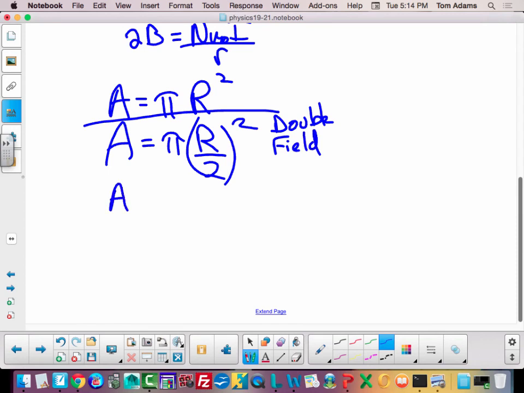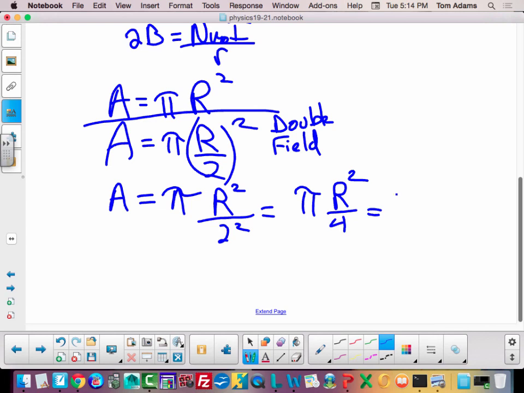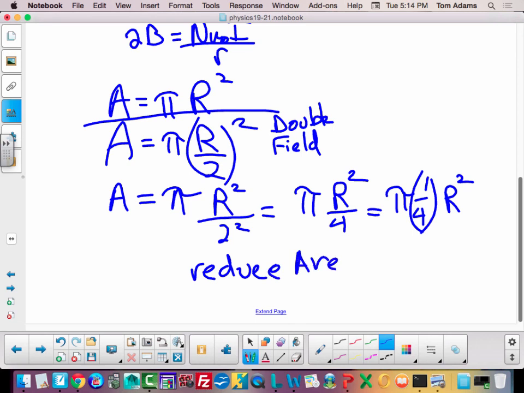But when you calculate the area, if I distribute that, I end up with pi R squared over 2 squared, which is really pi R squared divided by 4, which could be rewritten as pi times 1/4 times R squared. So then you would reduce that by 1/4. So you would need to reduce the area by a factor of 1/4. And that's it.